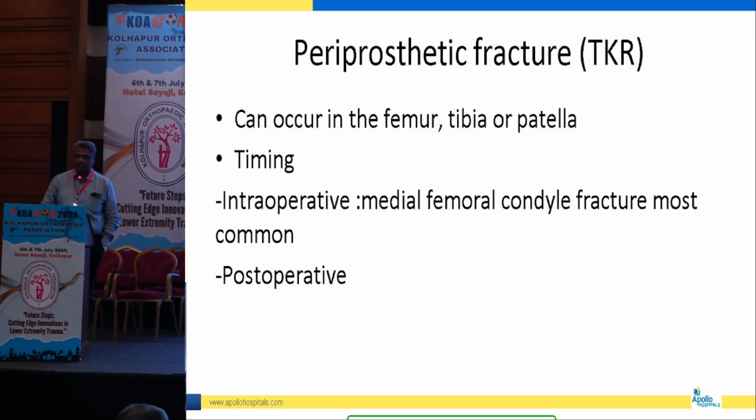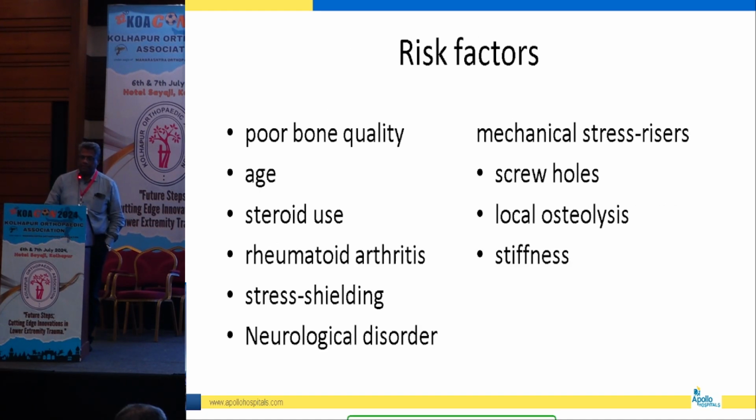Periprosthetic fractures around the knee replacement can occur mainly in the supracondylar region of the femur, the tibia, as well as the patella. In terms of timing, intraoperative medial femoral condyle fractures are most common, and then postoperative ones. Risk factors again here are poor bone quality, age, patients who have been on steroids, rheumatoid arthritis, stress shielding and neurological disorders. Mechanical stress risers include an already existing screw, which causes a stress riser effect, lysis around the implant, and stiffness.